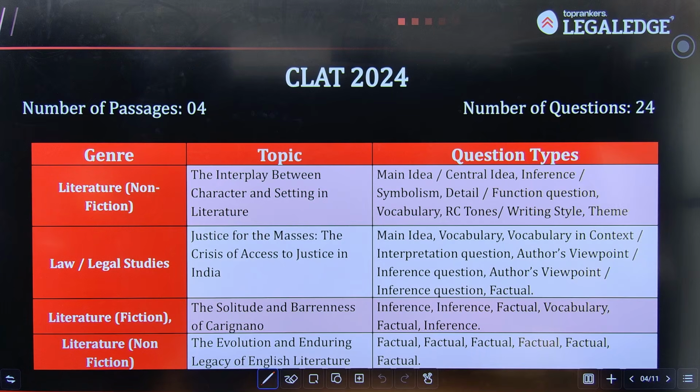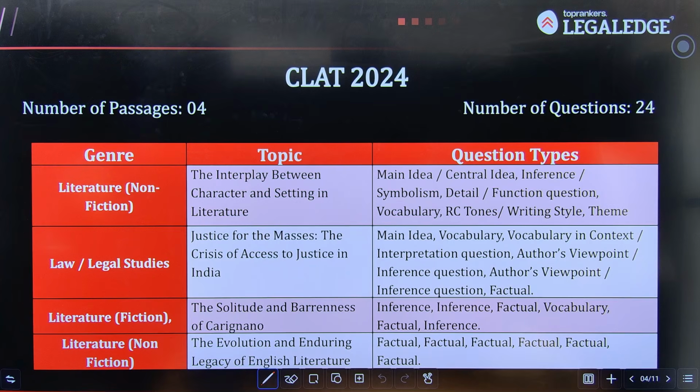The question types which were asked in that passage were main idea, central idea, inference, symbolism, detail-based question or function-based question, vocabulary, RC tones, writing style, and theme.